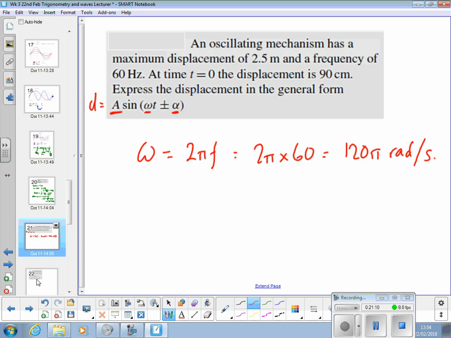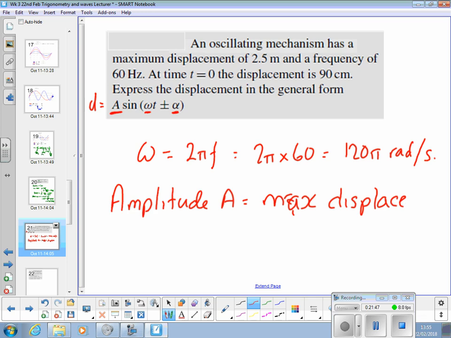Yep. Maximum displacement is equal to the amplitude. Or we should say it the other way round. Amplitude, I, is equal to the maximum displacement, which is equal to 2.5 meters. I must write slower on the board.